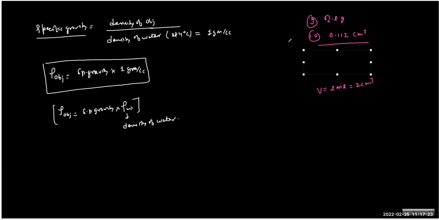So volume of the ornament is how much? 2 centimeter cube. Now try to solve this. So this is the volume of the object. The entire ornament is the object. So volume of object is? So I think this should be easy now.